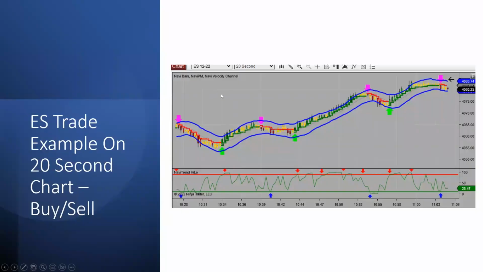All right, so one of the things that is supported by the NinjaTrader platform, you may not be using this right now, is a 20-second chart. So this is the E-mini chart. Again, on the 20-second chart, you can see here where the green arrows are the buy signals, red arrows are the sell signals. And it gives you a good example of what these markets do over and over again.